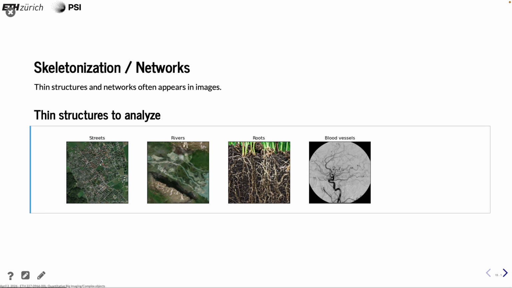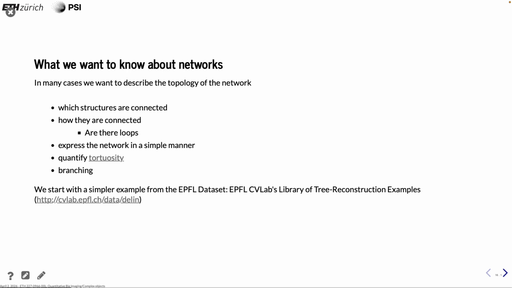And first of all, skeletonization is something that is useful when we have some kind of network, very thin structures. And it could be street maps, rivers, routes, blood vessels, things like that, can be reduced into very nice skeletons. And the skeleton is, no, I'm telling that on a later slide.